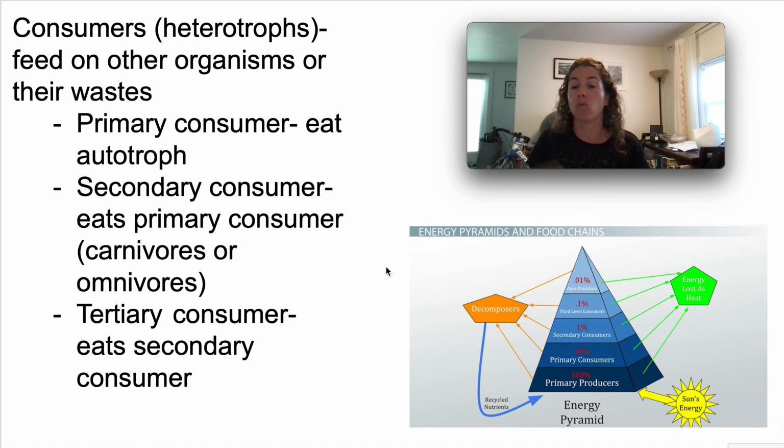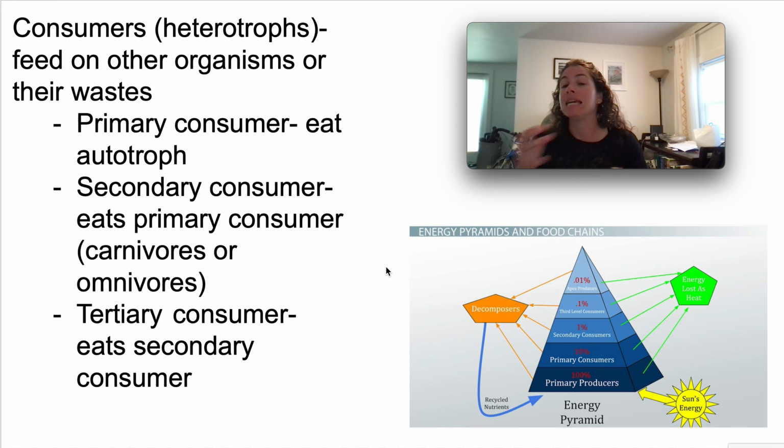So consumers, what do they do? Well, now there's this organic carbon available, and they can eat it to make energy for themselves, to make ATP. So consumers eat either autotrophs that have made that energy for them, or they eat other consumers. So a primary consumer eats an autotroph. A secondary consumer eats a primary consumer. So you have a plant that converts inorganic carbon into organic carbon, into sugar. And then you have a rabbit eat that plant. That rabbit eating that plant, that rabbit is eating an autotroph. It is a primary consumer.